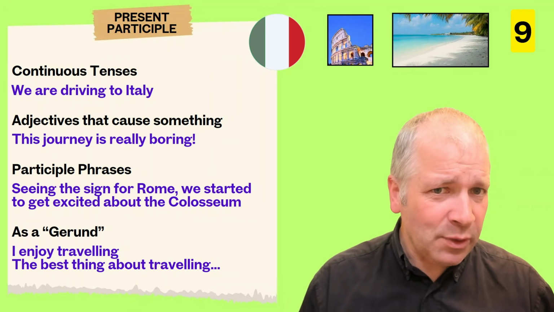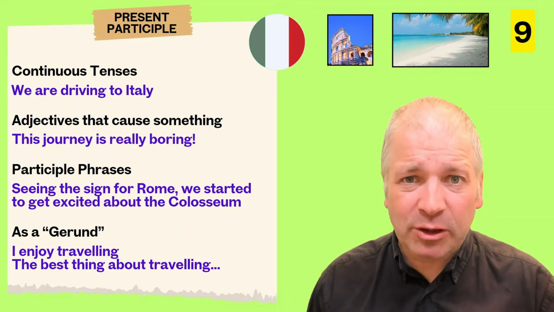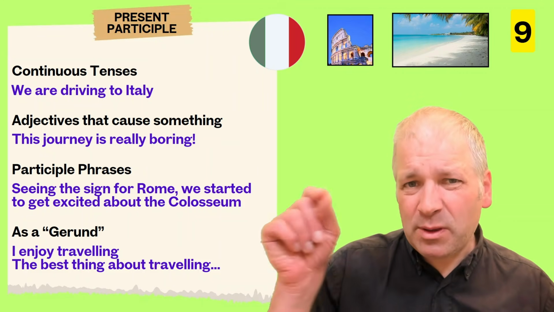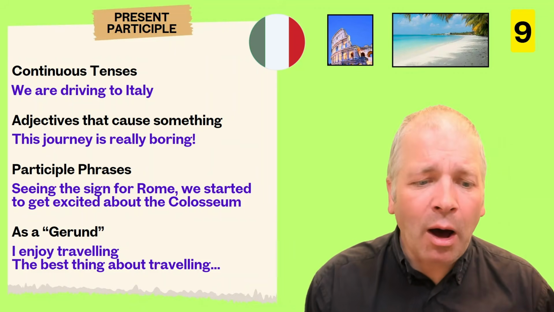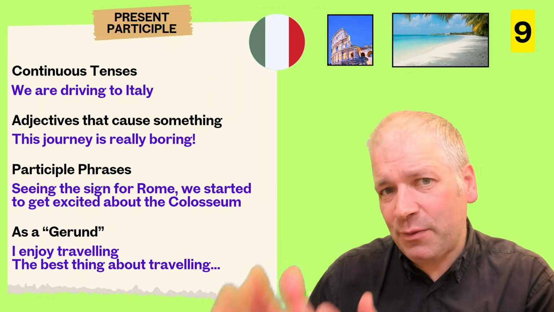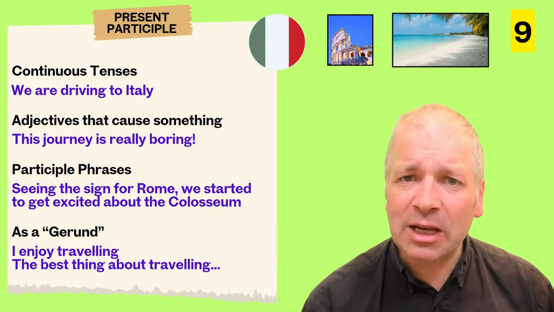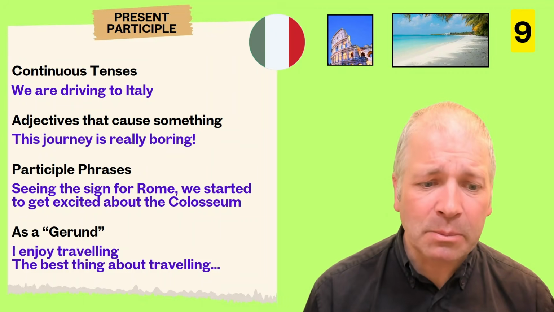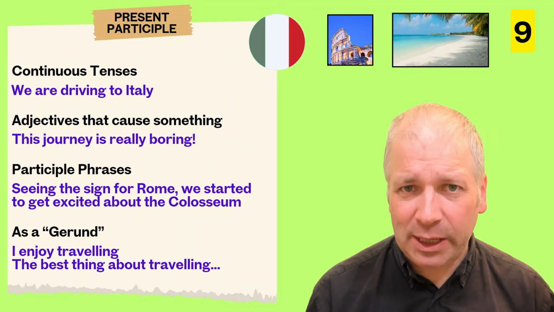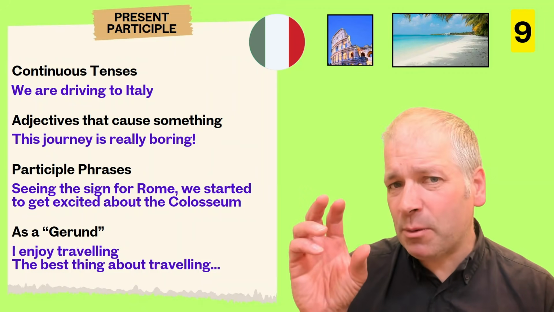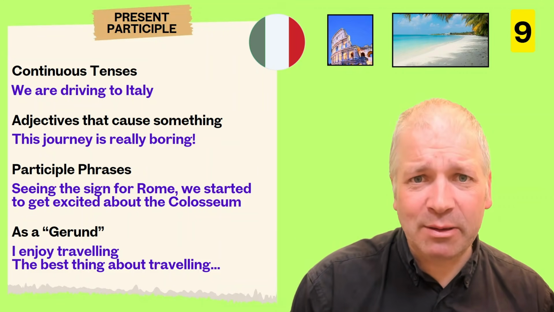Similarly, we can use the ing form as a gerund. Now this is where we have the ing form of the verb, but we turn the verb into a noun, such as if it comes after another noun. I enjoy travelling. So travelling is now in the position after the main verb. So we give it ing to give it noun qualities. Also after prepositions, the best thing about travelling. So after prepositions, if we want to put a verb there, we use the ing form. It gives it noun qualities.